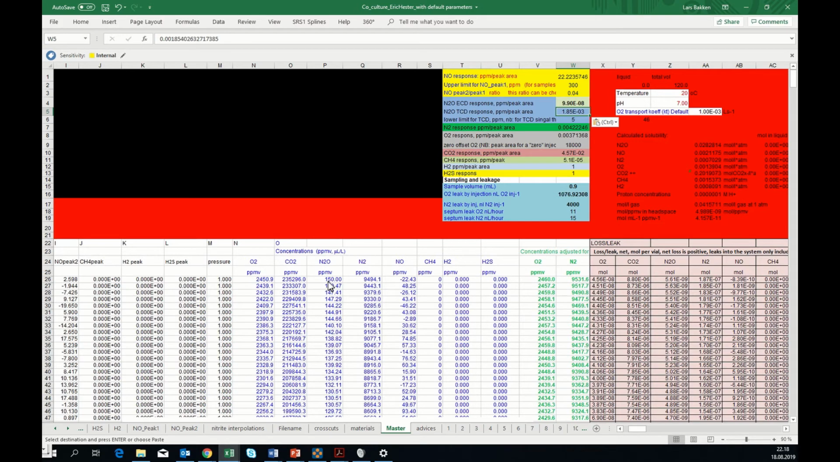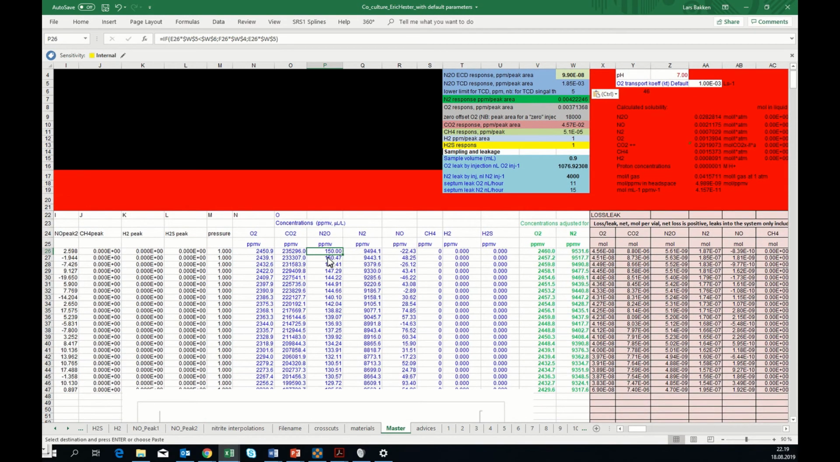Now is the time to explain to you how the spreadsheet is distinguishing between the ECD and the TCD. The spreadsheet simply, if you look at the formula in ppmv, there is an if statement here. If E26, which is the TCD signal, times the TCD response factor is lower than the limit, it uses the ECD, otherwise it uses the TCD. So in this case it is not, and we can use the TCD to detect it.